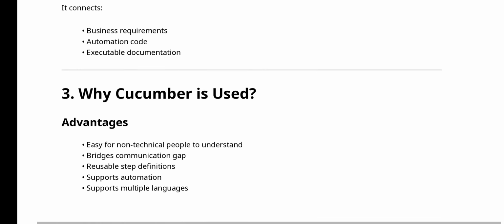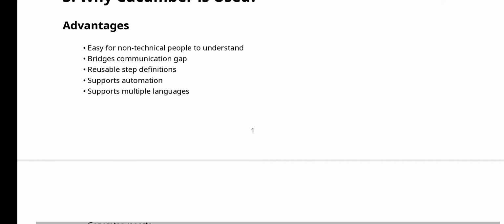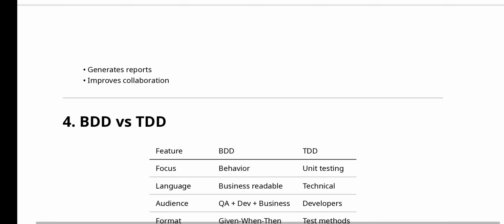So why is Cucumber used? Some of the advantages of Cucumber are it is easy for non-technical people to understand, it bridges the communication gap, it has reusable step definitions, it supports automation, it supports multiple programming languages, it generates reports, and it improves collaboration.